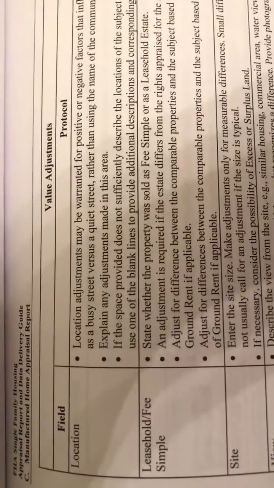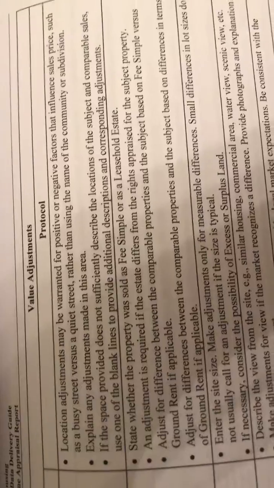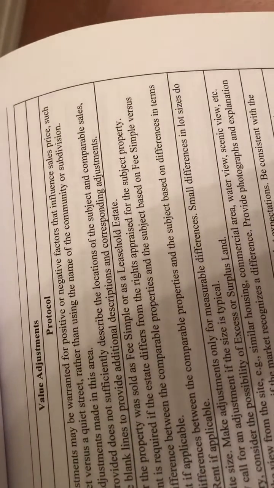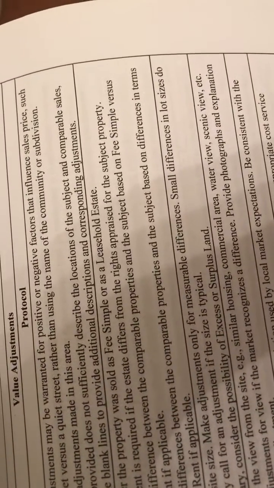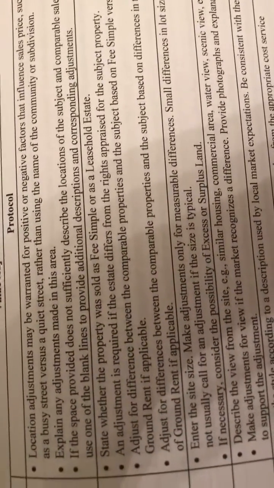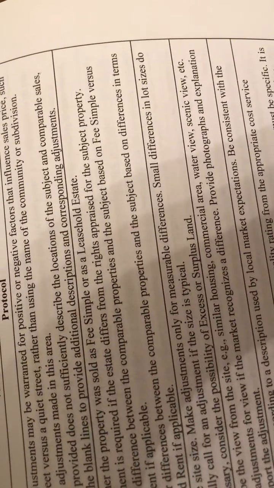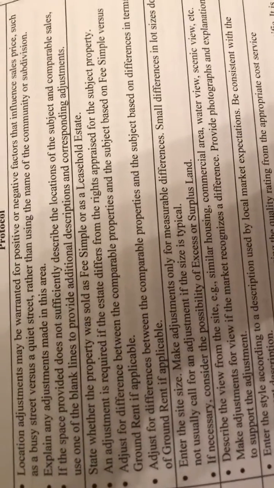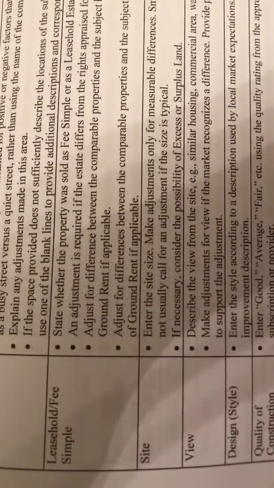Page 163. Value adjustments. Field: Location. Protocol: Location adjustments may be warranted for positive or negative factors that influence sales price, such as a busy street versus a quiet street. Rather than using the name of the community or subdivision, explain any adjustments made in this area. If the space provided does not sufficiently describe the locations of the subject and comparable sales, use one of the blank lines to provide additional descriptions and corresponding adjustments.